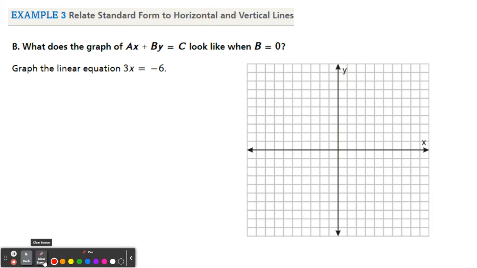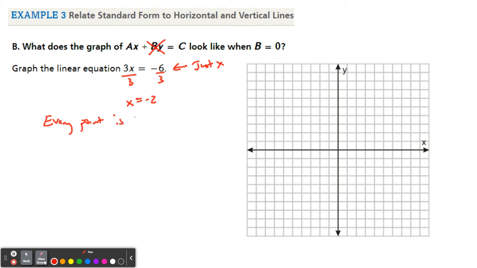Now let's do the same thing, but what happens if b equals 0? Well, if b equals 0, now the by goes away, and you're in terms of ax equals c. So in this equation, 3x equals -6. Notice now you just have x. Let's solve for x by dividing by 3. x equals -2.